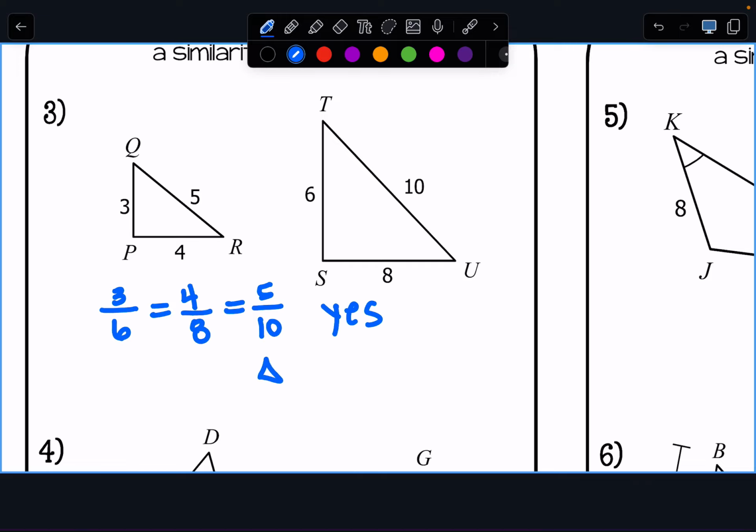So triangle QPR is similar to triangle TSU by side-side-side.